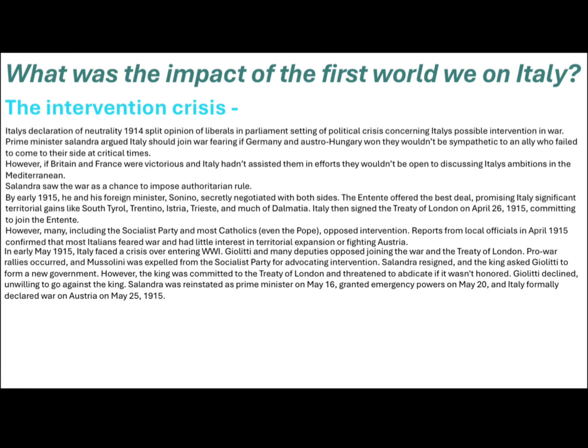However, many, including socialists and Catholics, opposed intervention. Reports from local officials in April 1915 confirmed that most Italians feared war and had little interest in territorial expansion or fighting for Austria.